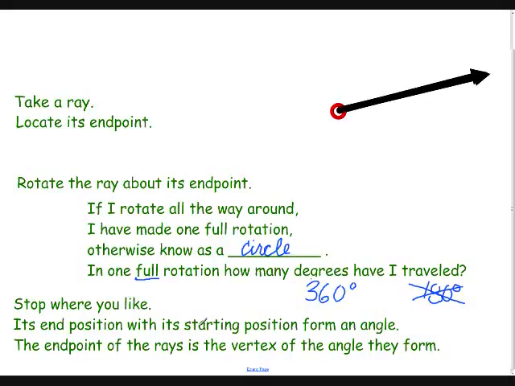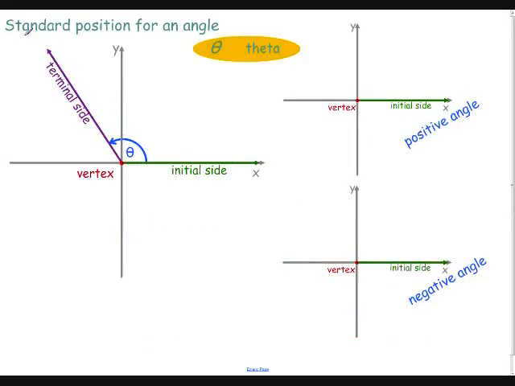You can stop anywhere you like, you just get a different degree. The end position with its starting position form the angle. The end points of the rays is the vertex. I'm just getting that vocabulary back. Let's face it, it's been a while since you looked at geometry.